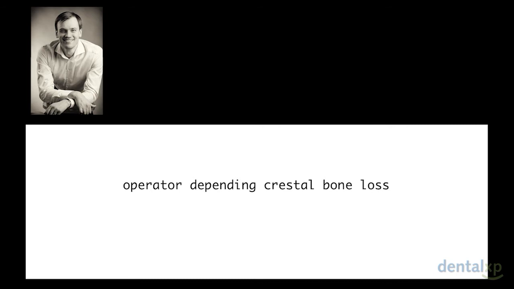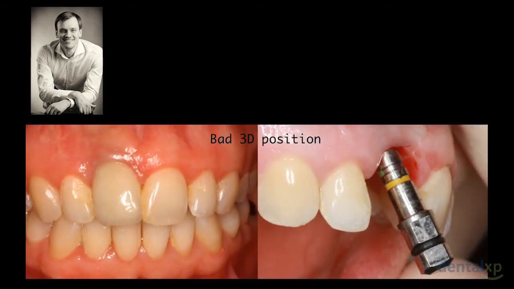What do I mean? I mean that if you do something wrong with your hands, for example, like here, when you have bad 3D position, when implant angulation is bad, it doesn't matter what kind of implant you are using, you will have bone loss and you have recession of soft tissues. So these are things which are operator dependent.